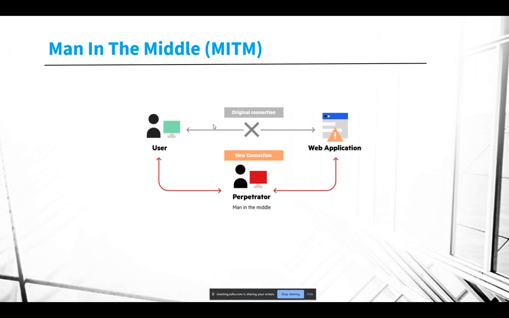So the user or the web application will not be able to guess that someone else is listening to our conversation, and that man in the middle can get that information and misuse it. This is a very common type of attack. We will see how to overcome it.